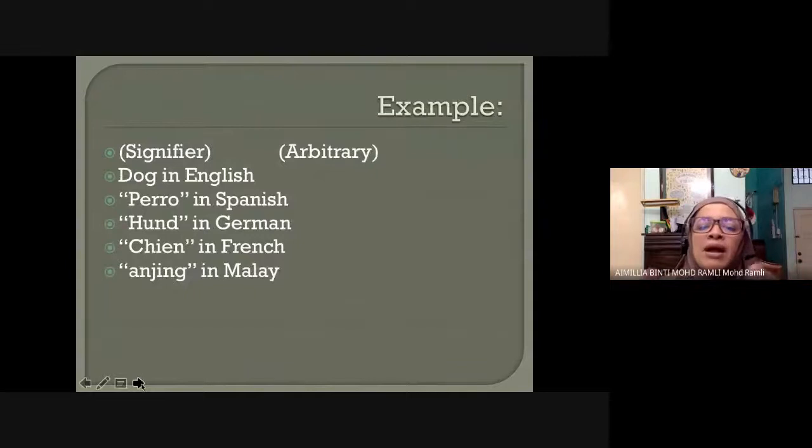For example, imagine, I'm sorry, I didn't have the time to put a picture of a dog here. So imagine a dog, a concept that signified a dog, yeah? And the signifiers: dog in English, perro in Spanish, hund in German, chien in French, and anjing in Malay. So all these signifiers are many, there are many, but one signified. Okay. So this is what he says. Many signifiers could be arbitrarily related to one signified.